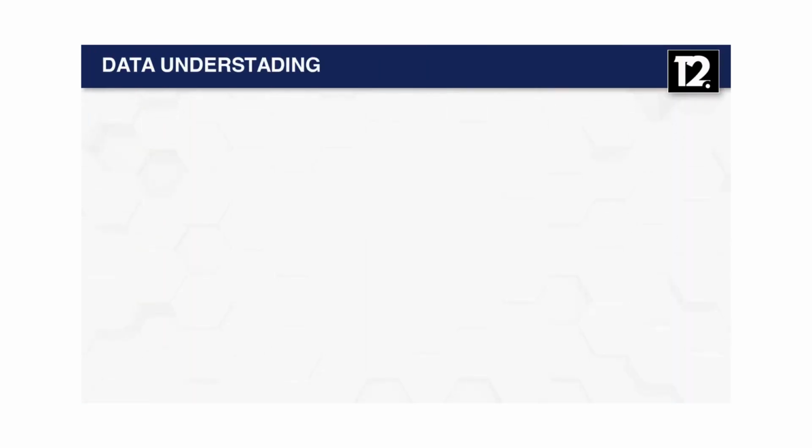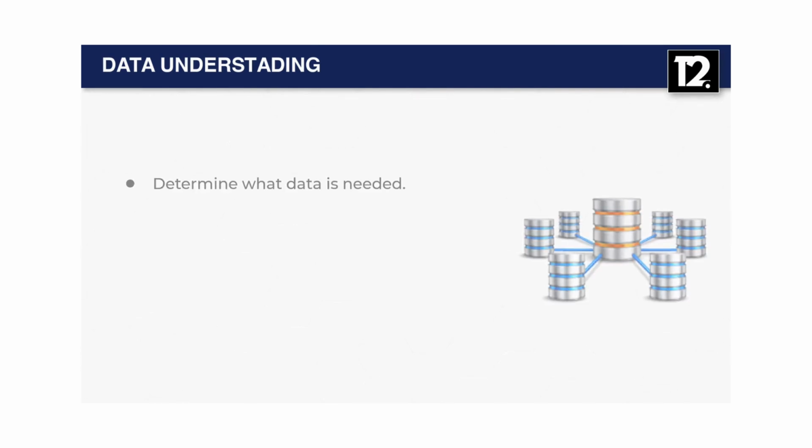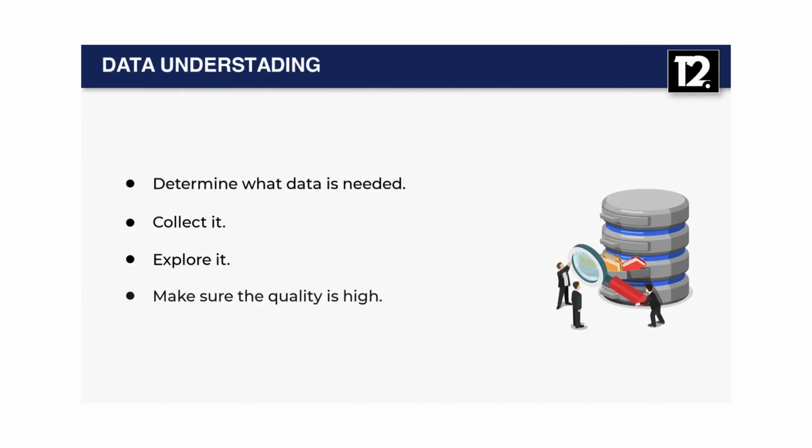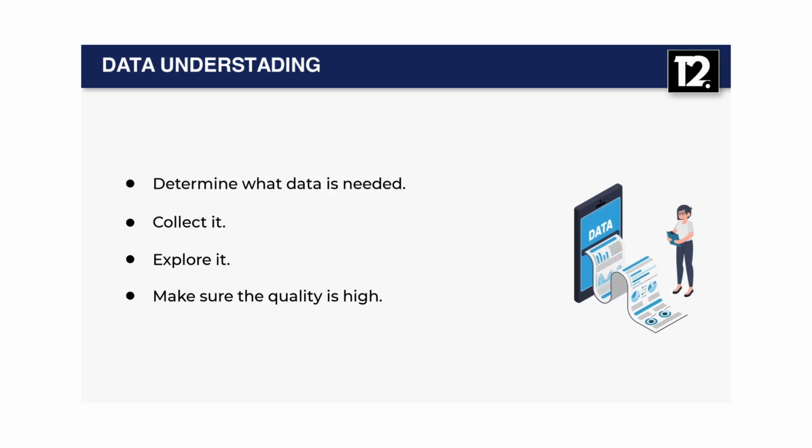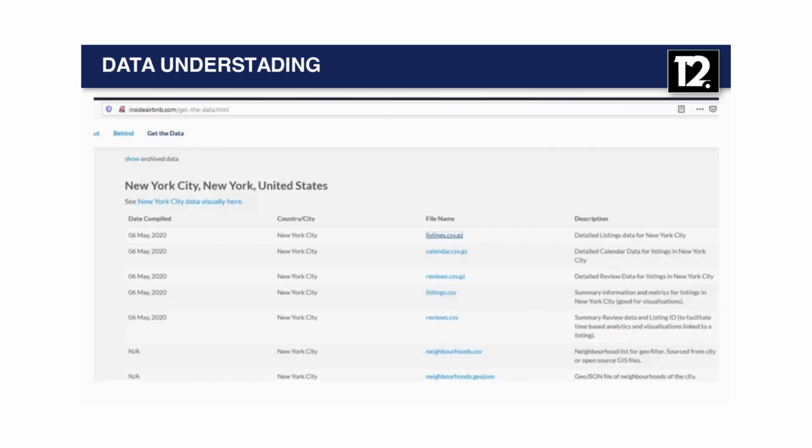The second phase is understanding the data. We need to determine what data is needed, collect it, explore it, and make sure the quality is high. In this particular example, we can go to a website that houses Airbnb data. Here's New York City. Let's go backwards in time a bit. This is May 2020, and we see several different data sets here. This particular one, when you open it and download it, it's in a CSV file.